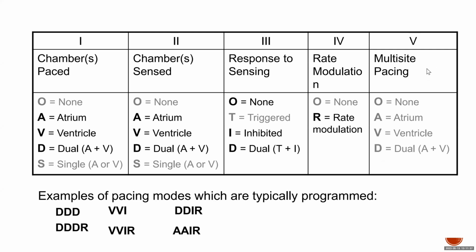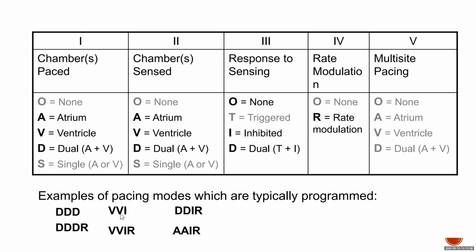Fifth letter, which we don't use often, is when we have a lead that paces at multiple sites. So for now, I think you can just ignore this. This is not really a common thing. So these are the most common programming settings that we use. Let's go through them. So the easiest one is VVI. So what does that mean? First letter is the chamber paced. So we're pacing the ventricle.